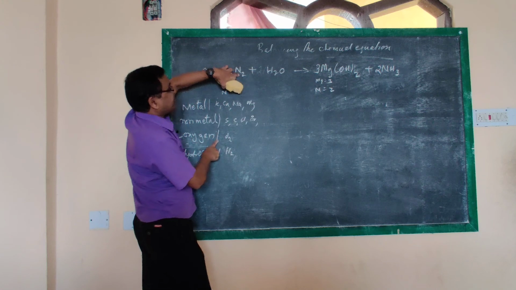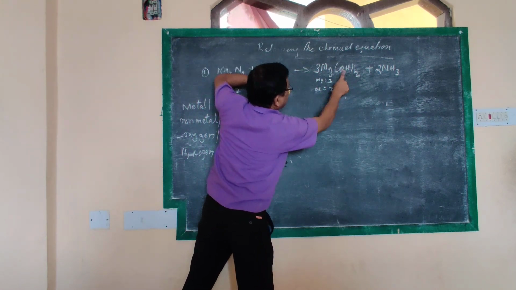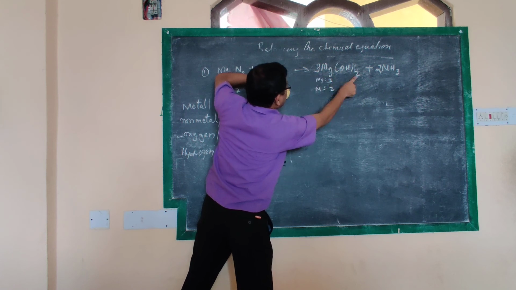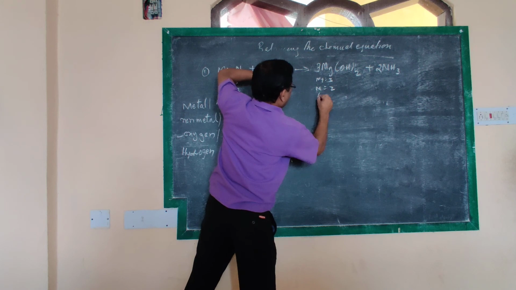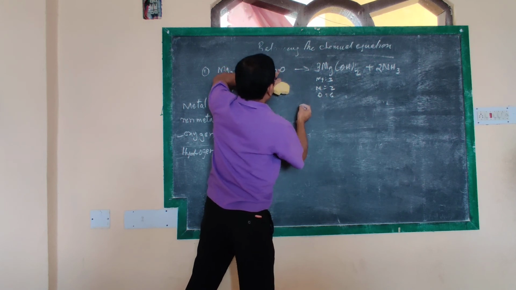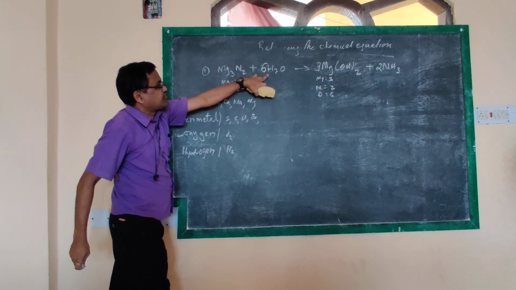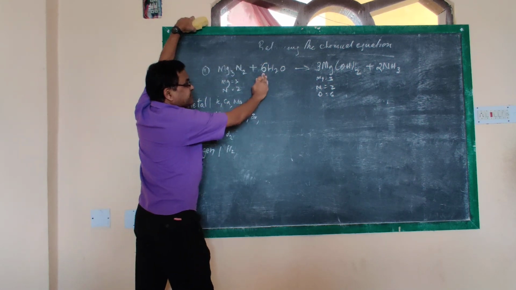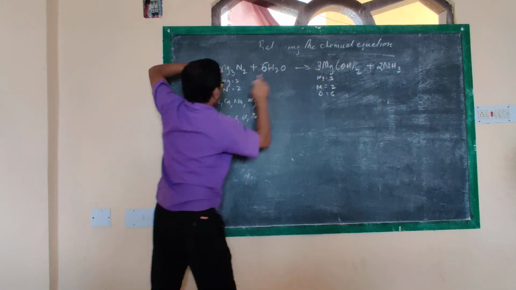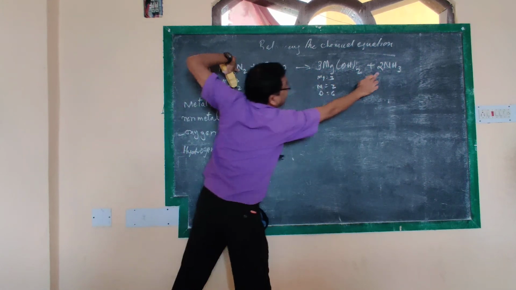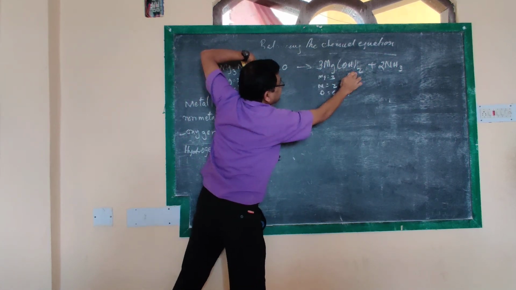Now next is oxygen. Oxygen here we have only 1. But here we have how much? 2, 6. That means 6 oxygen we have. Here we have oxygen is 6. So to make it 6, we will make it as 6 here. So here we get 6 oxygen. Now the change is made, again go for metal. Magnesium 3, magnesium 3 balanced. Nitrogen 2, nitrogen 2 is balanced. Now oxygen 6, oxygen 6 is balanced.